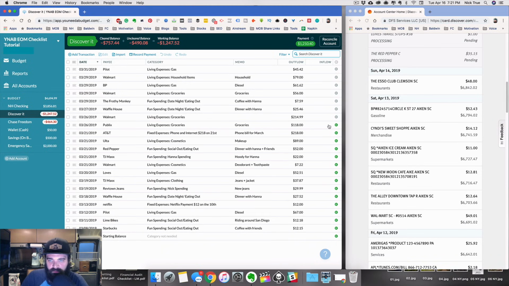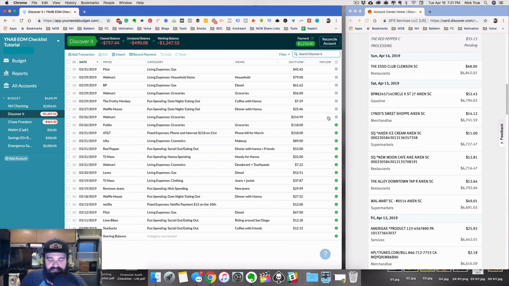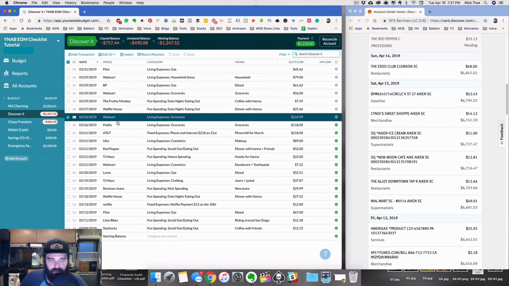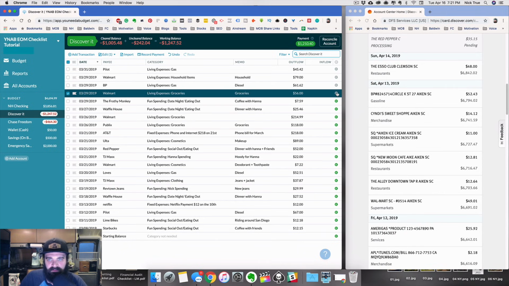So some of these are green, which means they have cleared, and some of these are gray, which means they have not cleared. Now, if you manually enter your transactions, this is where we're going to check the account in YNAB versus the account in real life. So we would come over here and we would say, okay, this Walmart transaction, has this posted to Discover? Oh, yes, it has. Boom, clear it. Has Waffle House posted? Yes, clear it. Frothy Monkey, clear it. Walmart, clear it. You get the idea. We're going to pretend for the purposes of this tutorial that all of these transactions have cleared. So we'll clear them all.